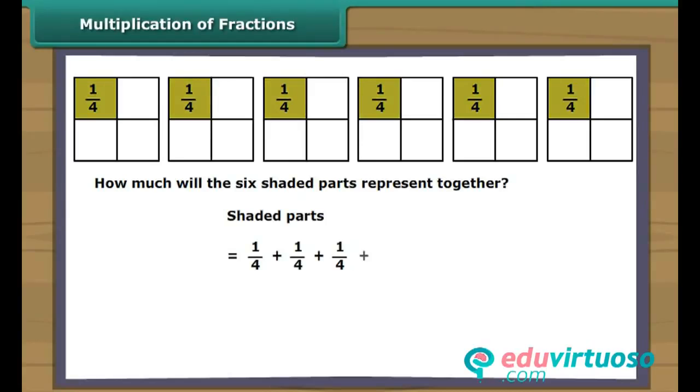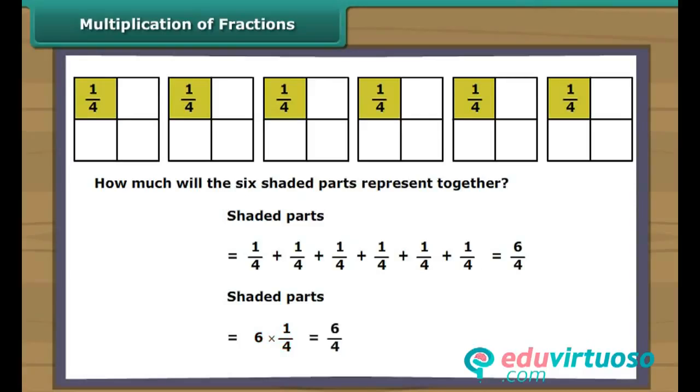We can solve this by adding all the parts. This can also be solved by multiplying the numbers of shaded parts with each shaded part. Let us discuss the multiplication of fractions with the help of few examples.